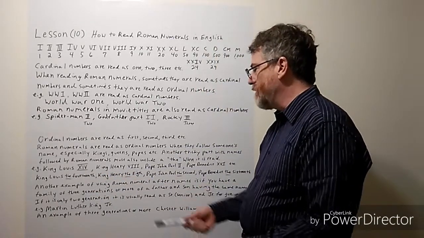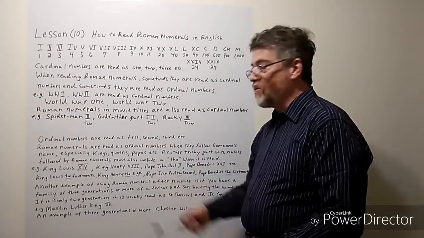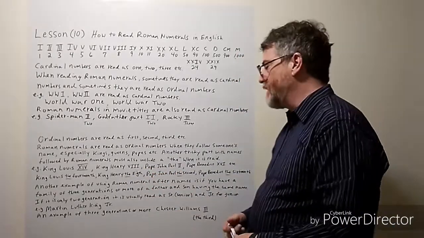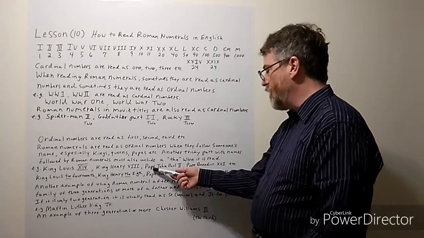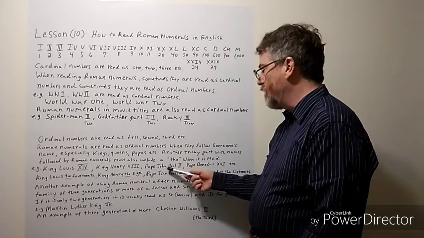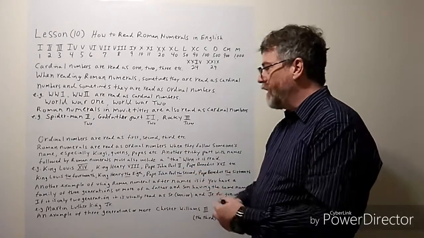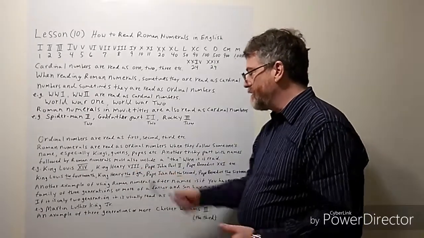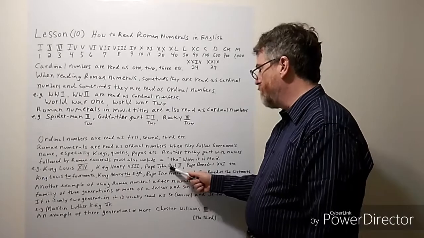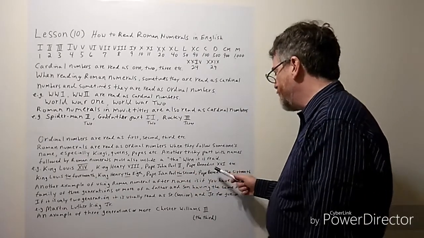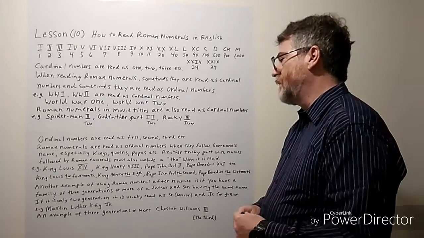And I gave you some other common examples. King Henry the 8th. That's how you would read this. These are ones that we hear about a lot in history. Recent popes. Pope John Paul the 2nd. We don't read it as Pope John Paul two, or King Henry eight. We have to read it with a "the." So Pope John Paul the 2nd, Pope Benedict the 16th. Okay, good.